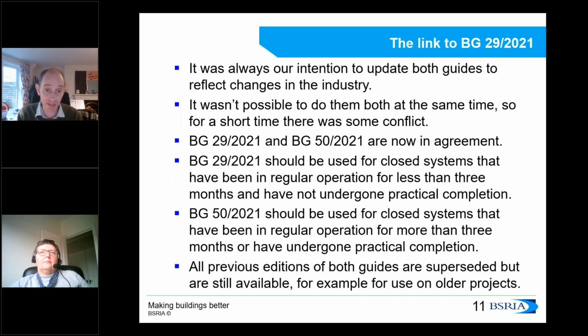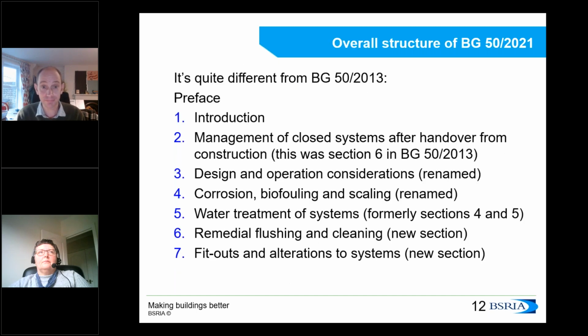As you know, BG50 is in its 2nd edition now. BG29 is in its amended 6th edition now. So that includes all of the previous editions going back to way back when. All of those previous editions are available on the BSRIA website, even though they're superseded. It's because those can actually be useful reference for older projects.